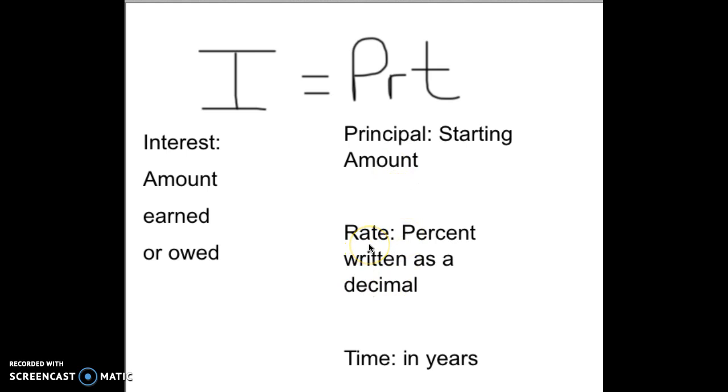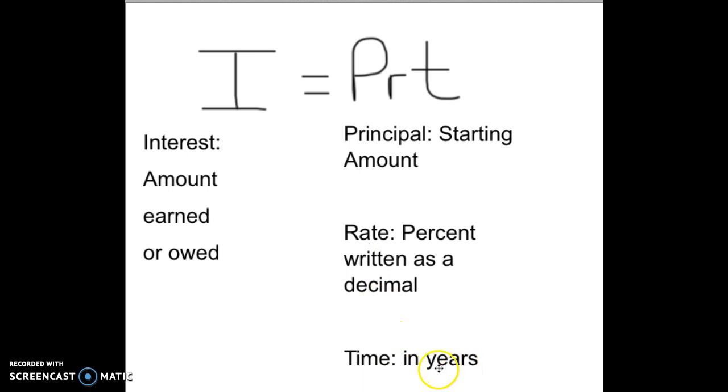The rate is the percent written as a decimal. Banks charge you interest or they give you interest, and they call it an interest rate. So it might be like 5%. Well, if it's 5%, you have to write it as 0.05. Put it as a decimal. That's one of the reasons we did the whole fractions to decimal thing.